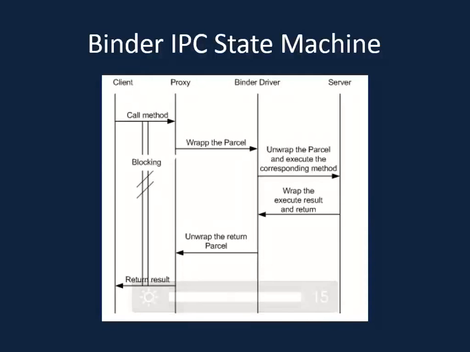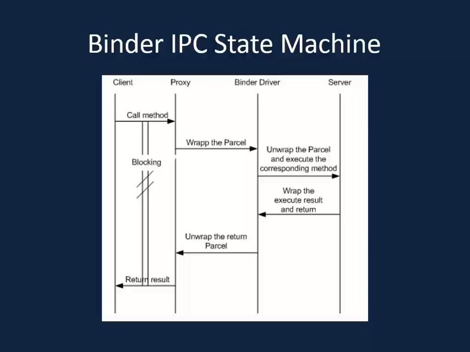So this is the simplest picture, please excuse the one spelling error, that I could find that explains how Binder works, how this IPC works. And it's really pretty straightforward. You can think of it as the client as your application that's running on top. This is your Java app that's running. The proxy is going to be the framework that you're calling.